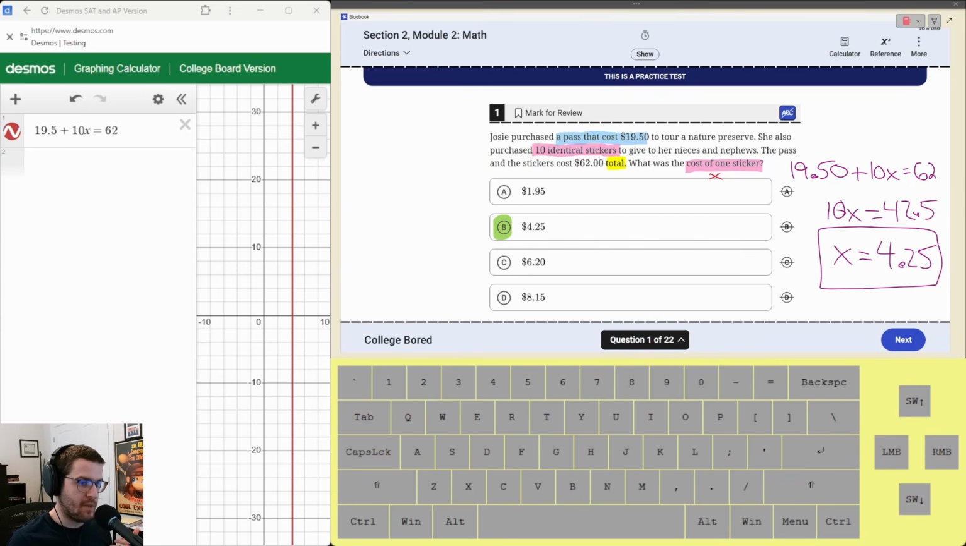This doesn't really save that much time, but if you wanted to save, I don't know, maybe 10 seconds on your exam, you could type this equation in and then click on the intercept, and we get the same thing, 4.25.